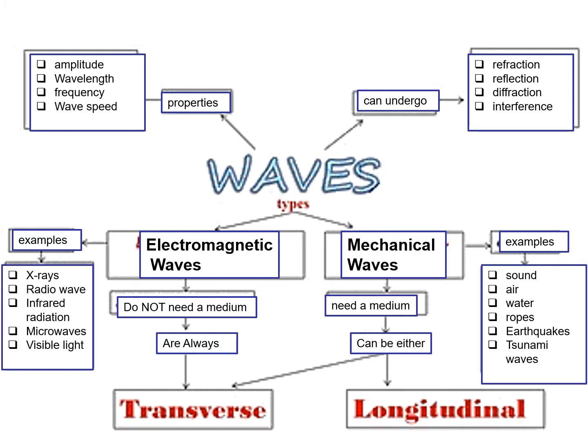Electromagnetic waves do not need a medium in order to travel. Examples of these are X-rays, radio waves, infrared radiation, microwaves, and visible light, while mechanical waves need a medium in order to travel. Examples of these are sound, air, water, ropes, earthquakes, and tsunami waves. And then the longitudinal and transverse waves can be called mechanical waves.